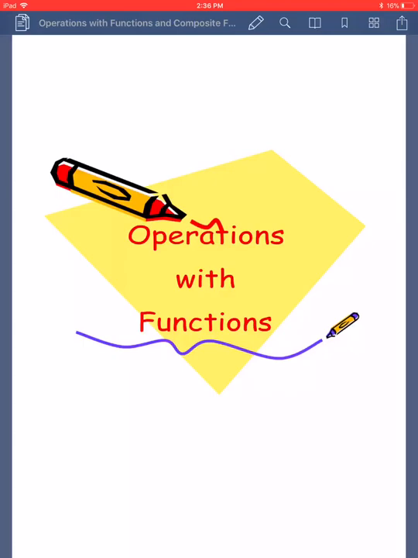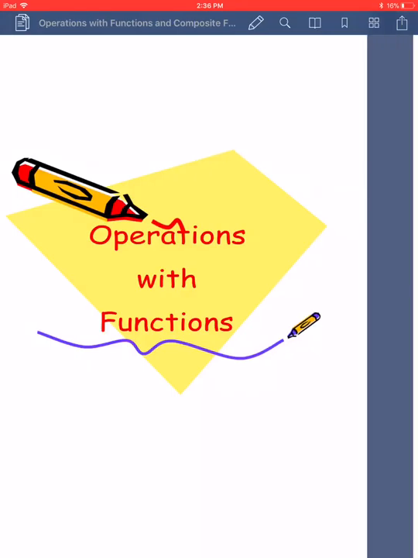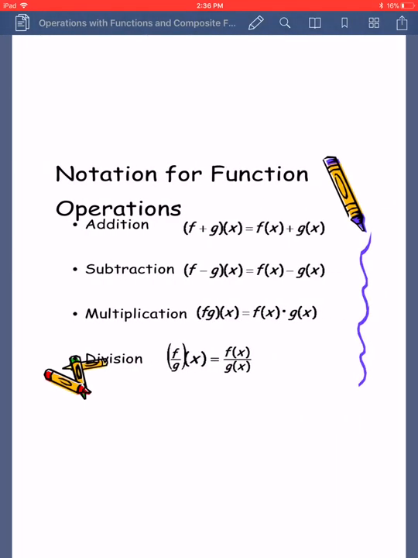Okay, these notes are over operations with functions. So there are 4 operations we're going to focus on today. Those 4 operations are addition, subtraction, multiplication, and division.